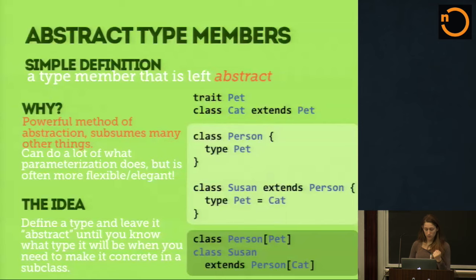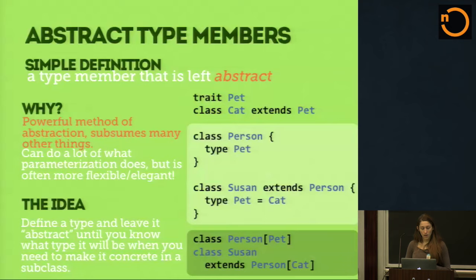This is where it gets interesting. So the first thing that I wanted to talk about, like I said in this whole list, was abstract type members. So a type member, you can see it here in this class Person. You have an abstract type member Pet. It's a type where we don't really know what it is.